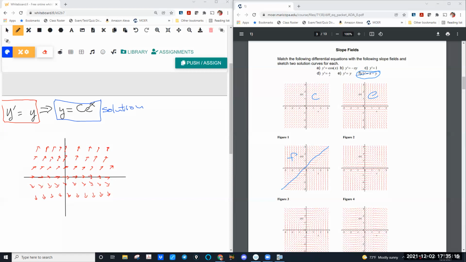Let's see. We've got F, we've got E, and we've got C. 3 left with 3 graphs. What about figure 4? Again, a little bit trickier one. D. So we're thinking D for, let's see.